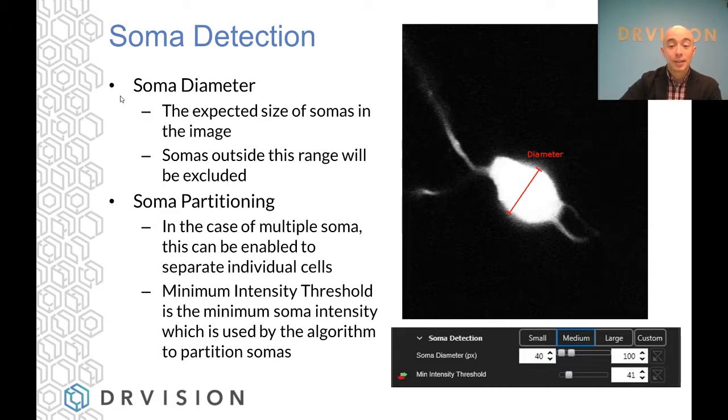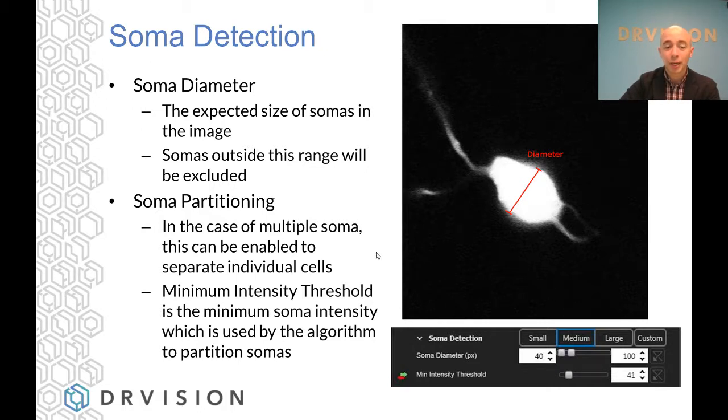The first step is soma detection. Soma diameter is the expected size of the somas in the image. Somas outside this range will be excluded. You can see our annotation on this image here measuring the diameter.